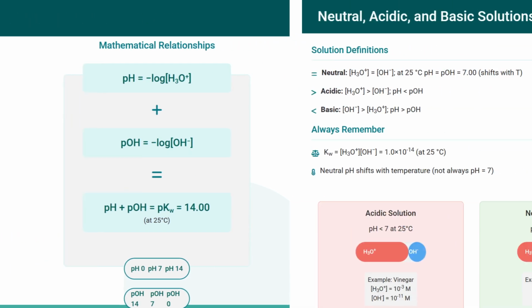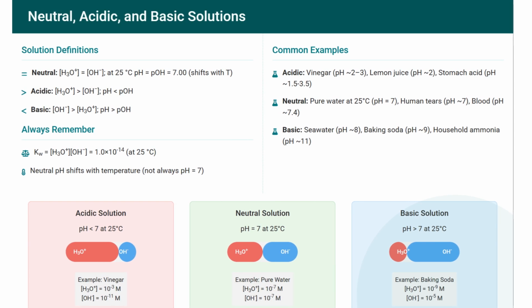Let's define neutral, acidic, and basic solutions. A solution is neutral when the concentration of hydronium ions equals the concentration of hydroxide ions. At 25 degrees Celsius, this means pH equals pOH equals 7.00, but this shifts with temperature. A solution is acidic when the hydronium ion concentration is greater than the hydroxide ion concentration, which means pH is less than pOH. A solution is basic when the hydroxide ion concentration is greater than the hydronium ion concentration, meaning pH is greater than pOH.